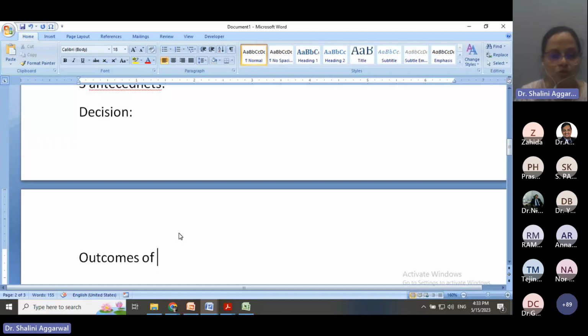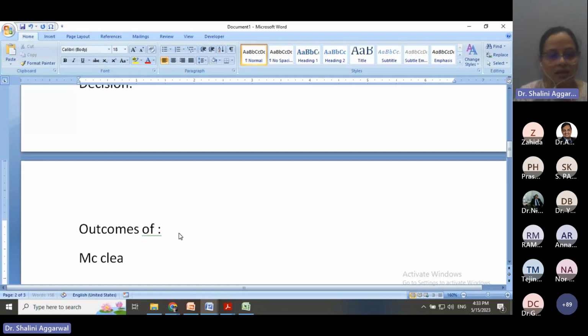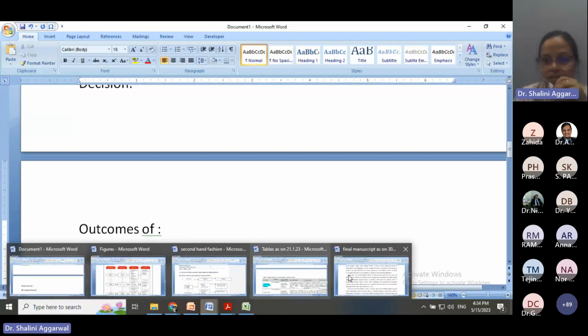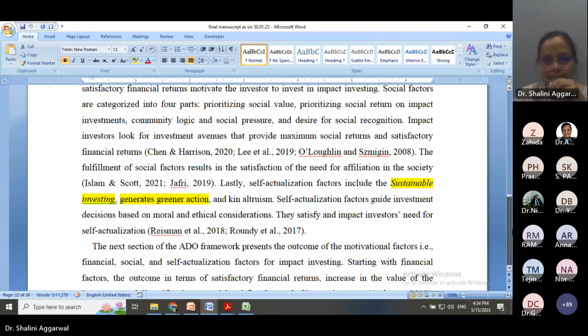And here we will also be mentioning Maclean's theory, right? So this is what we will be talking about in the discussion part. So the discussion part consists of all those things. Let me take you to this. Look at this. Can you see?